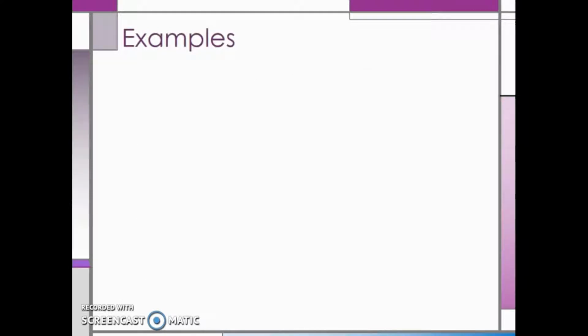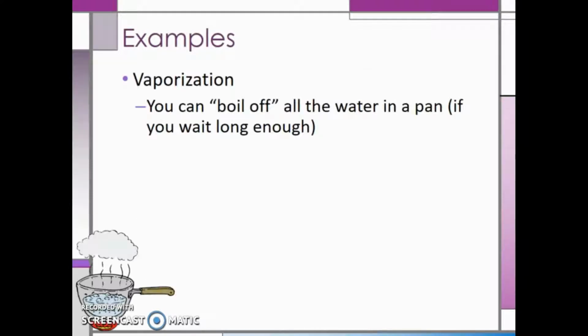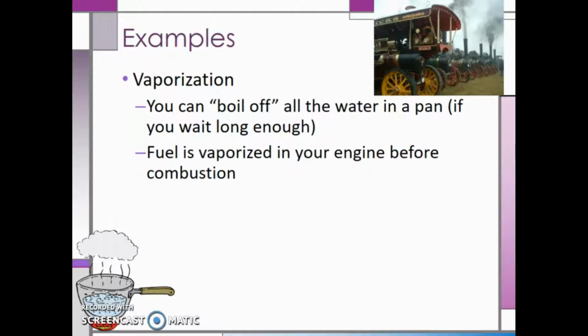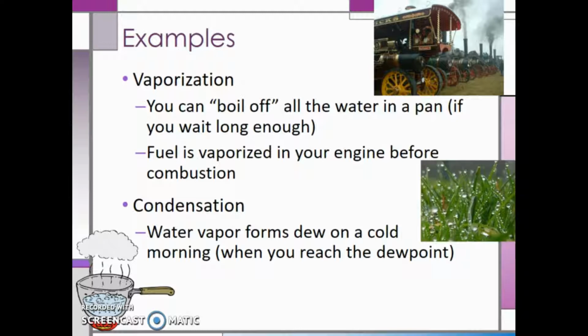A couple of examples of vaporization are boiling off all of the water in a pan, as long as you leave the pan turned on long enough. Fuel is vaporized in your engine before combustion. An example of condensation is when water vapor forms dew on the grass or your vehicle on a cold morning. This occurs when the temperature is the same as the dew point.